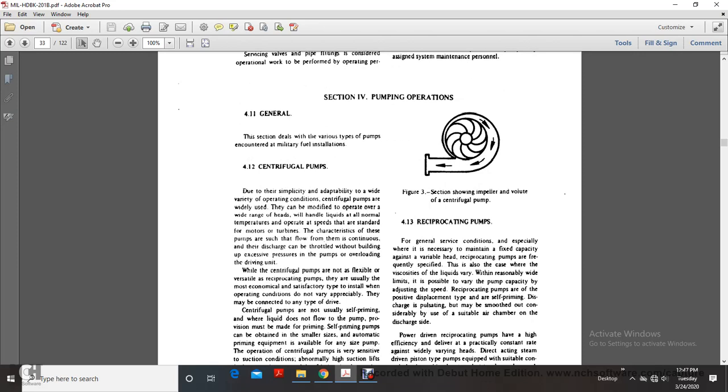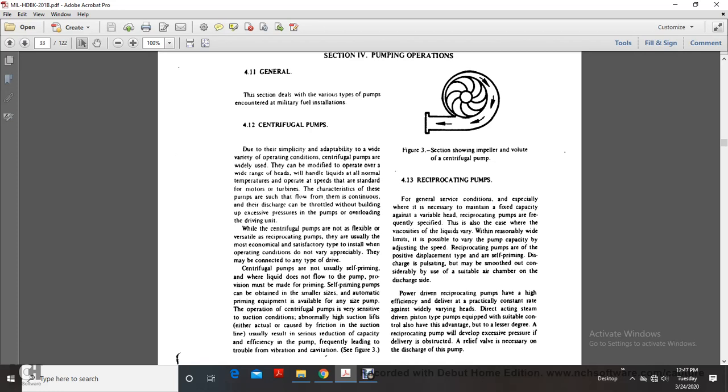Due to its simplicity and the availability of a wide variety of operating conditions, the centrifugal pump is widely used. They can operate over a wide range of heads on liquids of normal temperature, at the same speed with the motor or the turbine. The characteristics of these pumps allow the flow to continue with the discharge throttled, preventing excessive pressure in the pump and overloading of the driving unit.